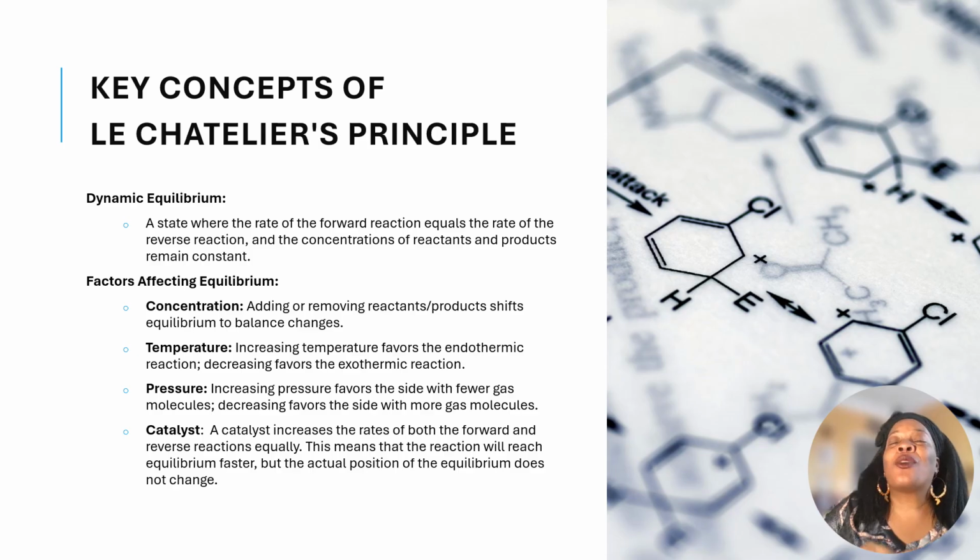Catalyst, that's something that's going to actually speed up a reaction, okay? So a catalyst increases the rates of both the forward and reverse reactions equally. This means that the reaction will reach equilibrium faster, but the actual position of the equilibrium does not change.